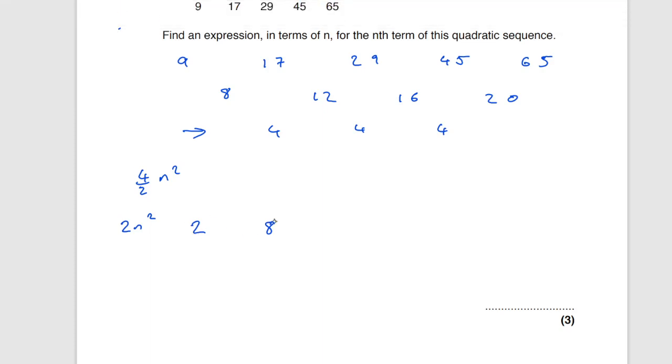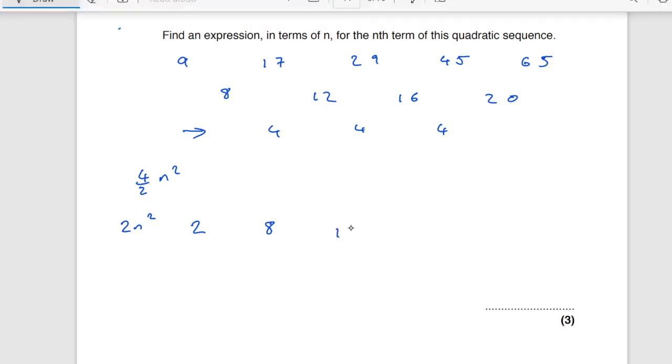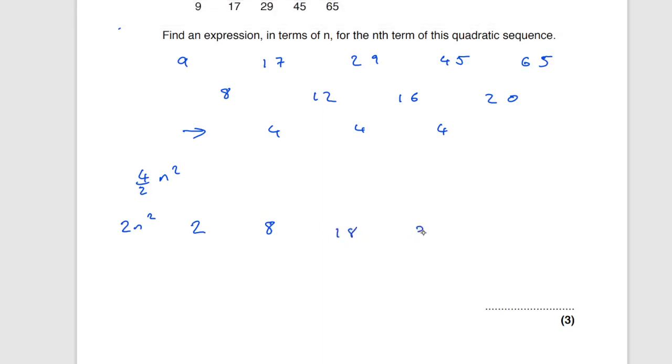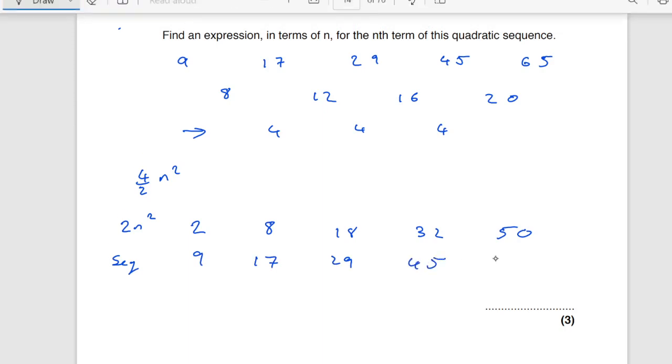1 squared, 2 squared, 3 squared would be 9, so that would be 18. Then I've got 16, 32. Then I've got 25, 50. If I look at the difference between that and the sequence, the differences were 9, 17, 29, 45, and 65.